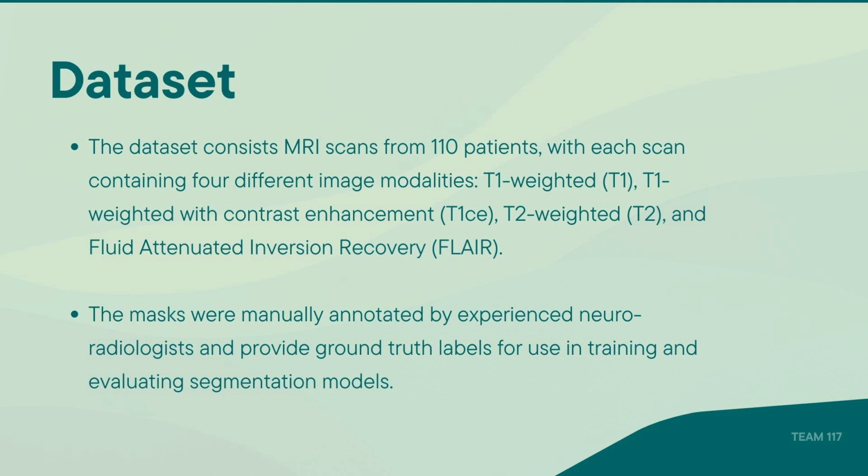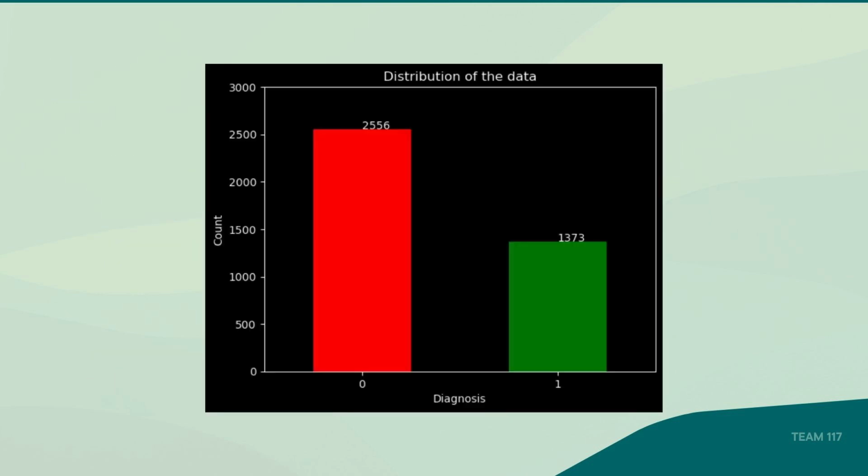The masks were manually annotated by experienced neuroradiologists and provide ground truth labels for use in training and evaluating segmentation models. Here you can see the distribution of the dataset. The number of positive samples is less than the number of negative samples, which is the case in most medical datasets.